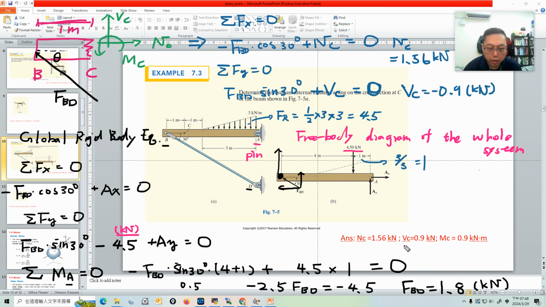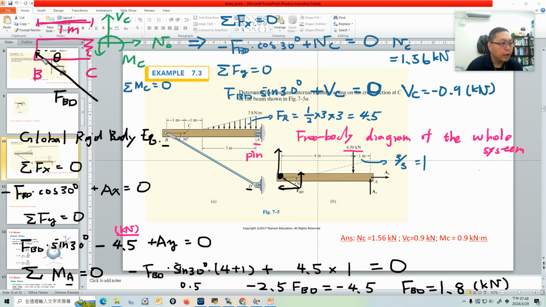But the answer is 0.9 kilonewton. I will explain this later. Okay, so finally, what is MC? M at one moment as C. So we choose the MC as a reference point. So summation MC equal to 0. Summation MC equal to 0.